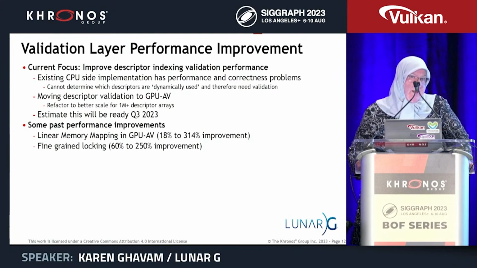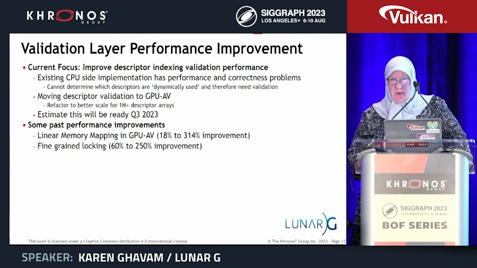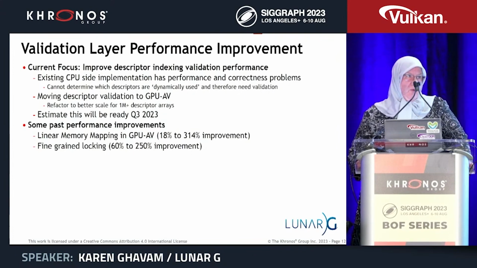So as you saw in the ecosystem survey, people say, give me more and make it faster. And those are somewhat a little bit in conflict if you're adding more things happening with every API call. But there is a lot of opportunity where we can performance tune. And we have a dedicated resource in LunarG who's actively profiling and tuning. Right now, our focus is on improving descriptor index validation performance. It's a CPU-side implementation today, and terrible performance and correctness problems for applications with lots of descriptor indices. So we're moving that into the GPU at runtime, and we're also refactoring it to better scale for 1 million plus descriptor arrays. This is a pretty complicated and lengthy refactor that's in progress. We're estimating it will be done sometime in Q3.